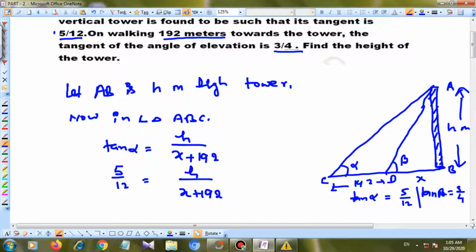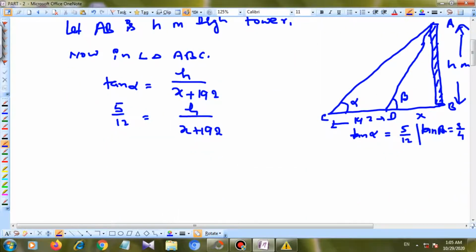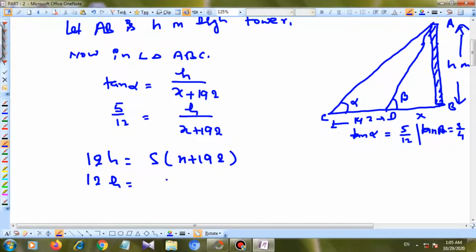Now when you cross multiply, you will get 12 times h equal to 5 times x plus 192. So this will become 12h equal to 5x plus 5 into 192. This is equation first.